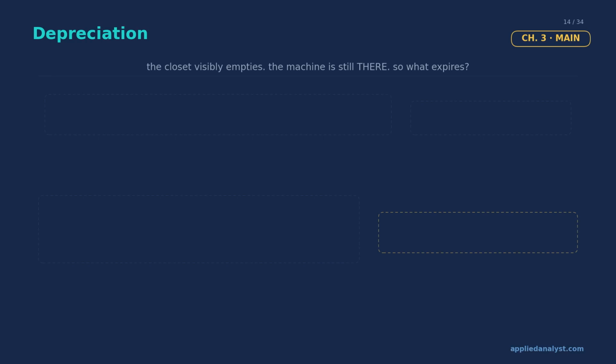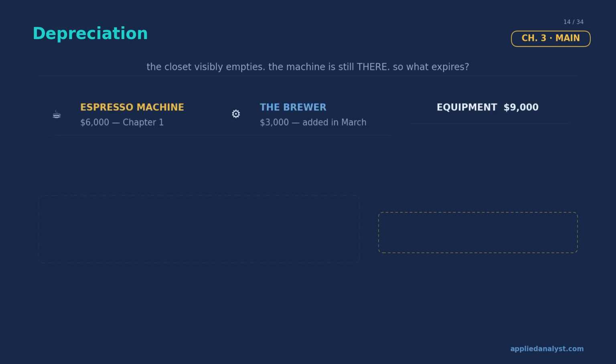Look at Maple Bean's counter. The $6,000 espresso machine from Chapter 1, plus the brewer you added in March, $9,000 of equipment. Here's the puzzle. The supply closet visibly empties, but the machine is still there. No visible reduction at all. It just quietly loses its ability to produce over the years. Like tires on a car, still round, still on the car, quietly wearing out.